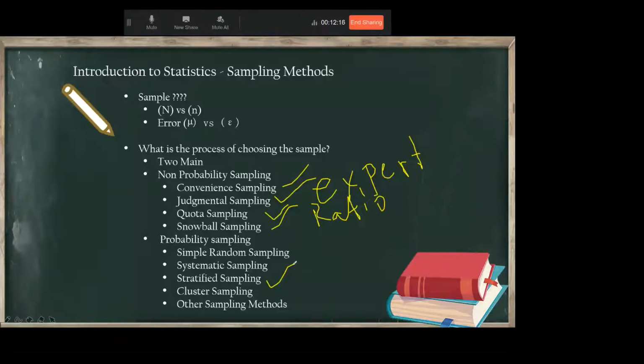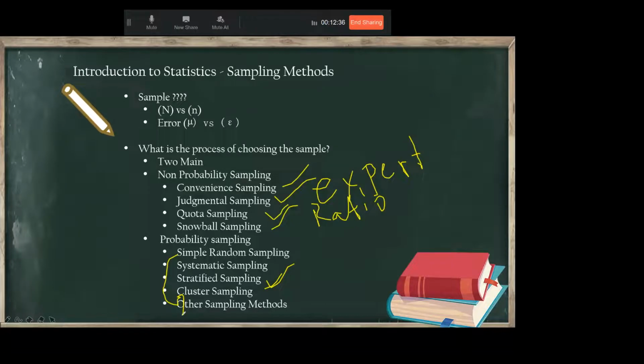Cluster sampling is the last one we discussed, where we define different clusters. We make different clusters of the population and then choose the clusters randomly. Then we apply the same simple random sampling to the cluster.